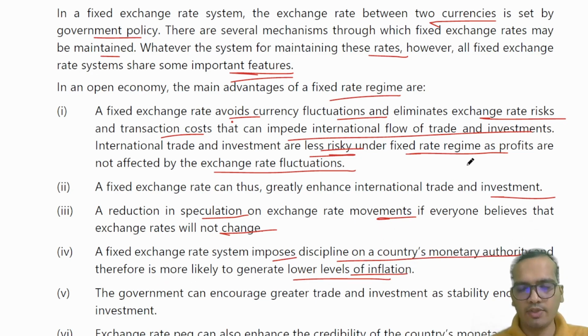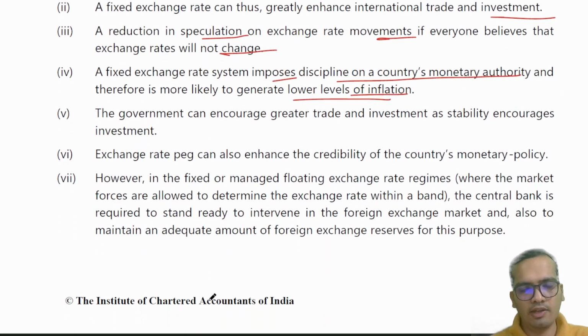Inflation का impact lower रहता है. The government can encourage greater trade and investment as stability encourages investment. So ज़्यादा स्टेबल रहेगा करेंसी तो डिसीजन लेने में आसान रहेगा, तो ज़्यादा पार्टिसिपेट के लिए इनकरेजमेंट करता है गवर्नमेंट. Exchange rate peg can also enhance the credibility of the country's monetary policy.